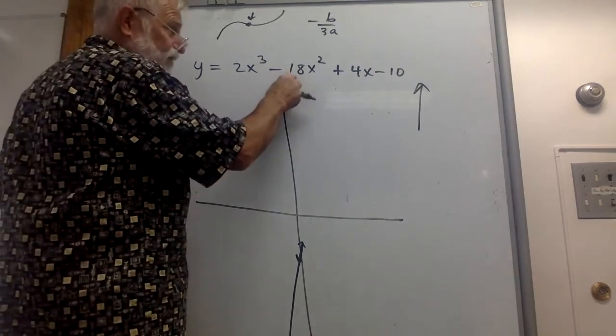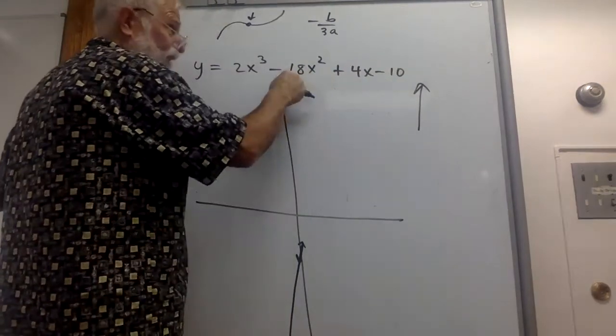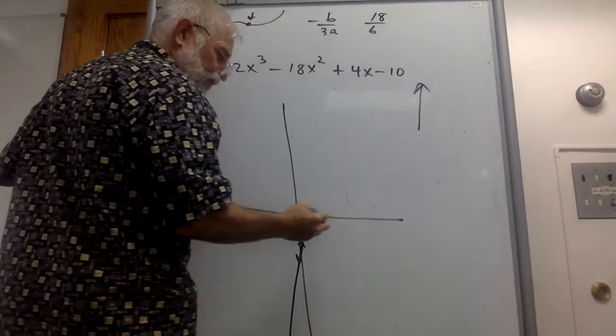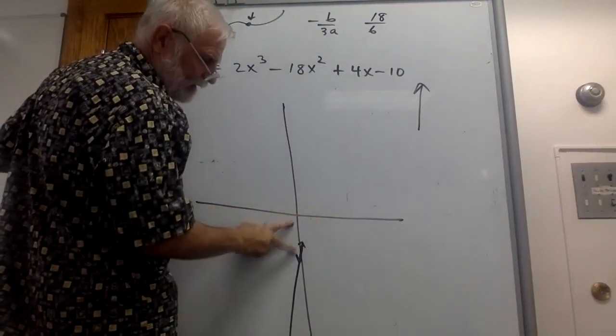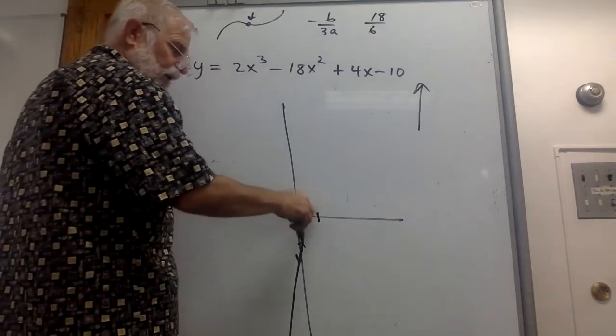So minus b, this is ax cubed, bx squared, cx, d. That's b. So 18 divided by 3 times 2 is 6. X value of 3. That's 10 units. 3 units is probably about there. So this thing is going to turn here.